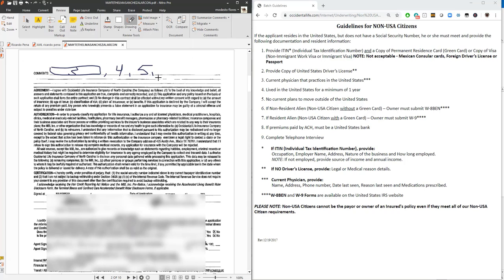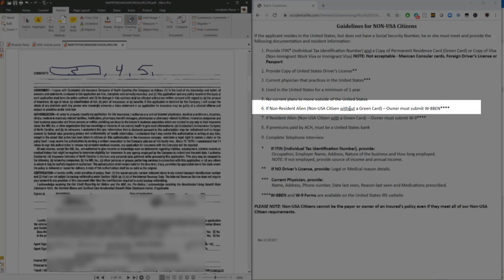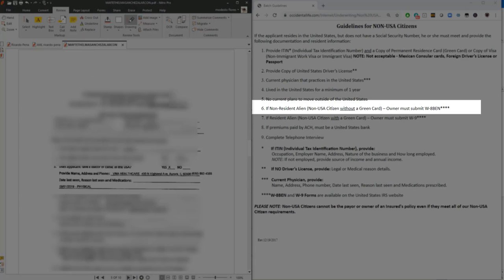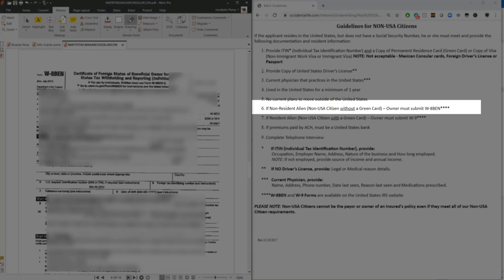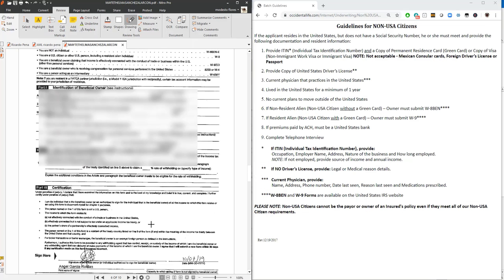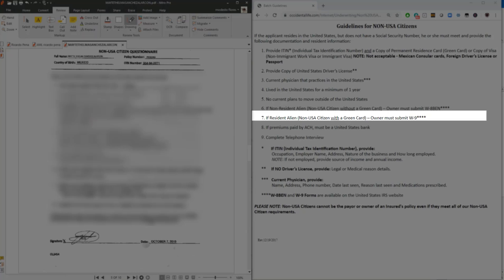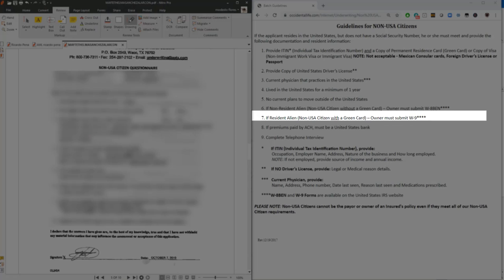Okay. Then if non-resident, which this customer is a non-USA resident without a green card, it means a W-8. Do we have a W-8? The answer is yes. We do have a W-8. Perfect. Let's move to number 7. We can skip because this applies if they're a resident alien. So we're going to skip number 7 in this case.